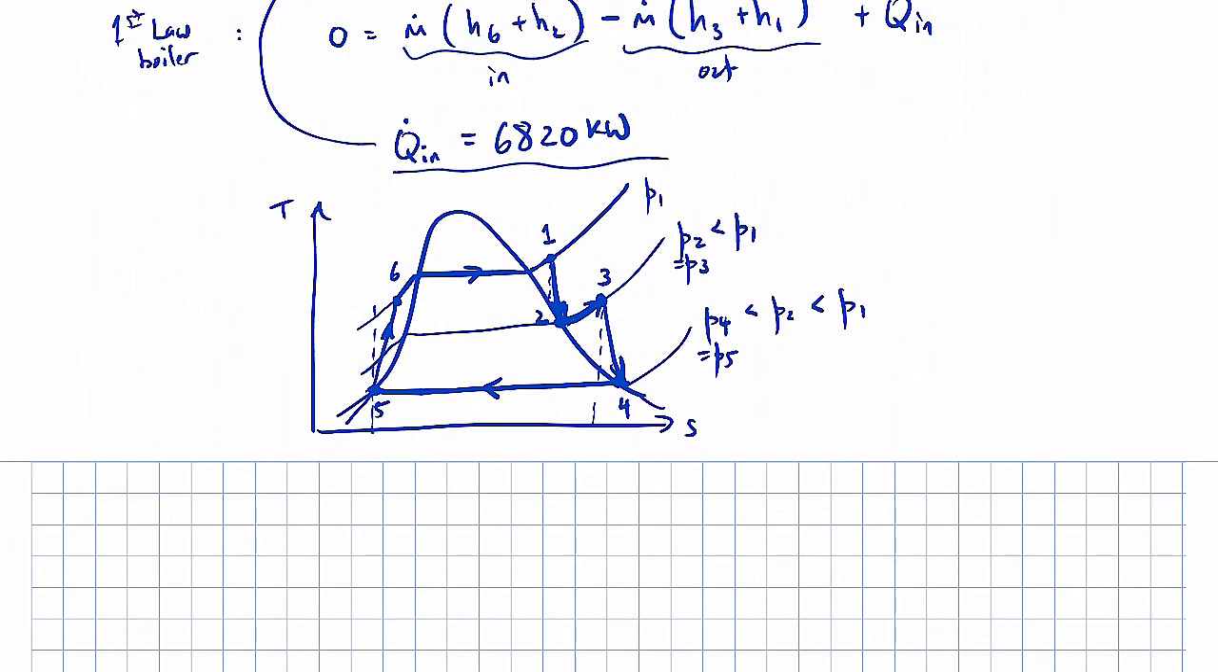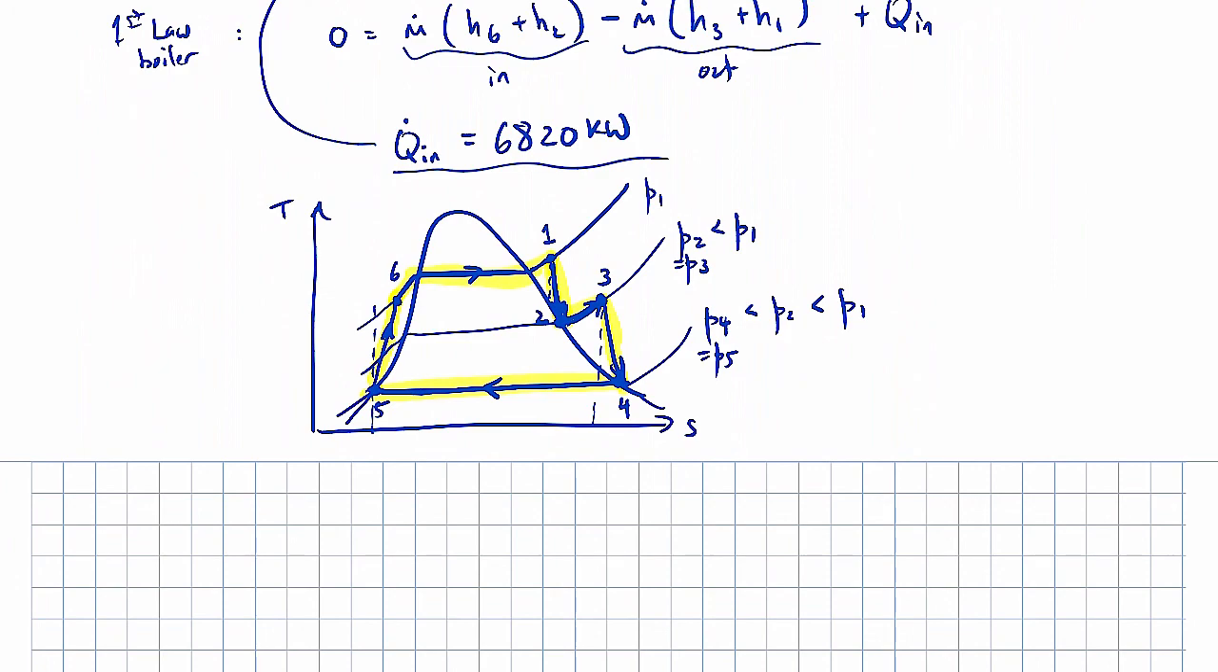So let me just highlight the path that we're taking. We go first stage turbine, 1 to 2, then we go through the reheat through the boiler from 2 to 3. That's the same pressure from 2 to 3. 3 to 4 is the second stage turbine. 4 to 5 is through the condenser, which is a constant pressure process. 5 to 6 is through the pump, where we increase the pressure. And then 6 to 1 is going through the boiler, which is a constant pressure process. So that is what our TS diagram would look like for this particular example.